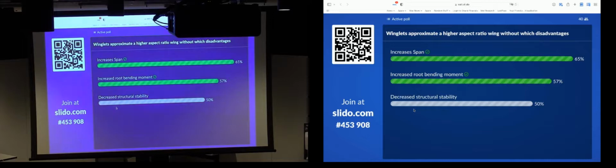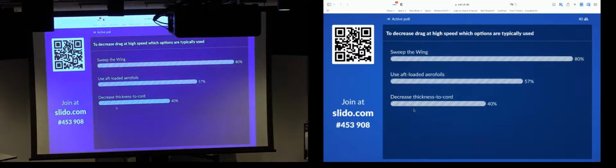And then finally on this poll, to decrease the drag at high speed, which options are typically used? Do we typically sweep the wing, use aft-loaded airfoils, or decrease the thickness to chord? This is a bit of a trick question because you can do a mixture of all three, and we do a mixture of all three. We use our supercritical airfoils.